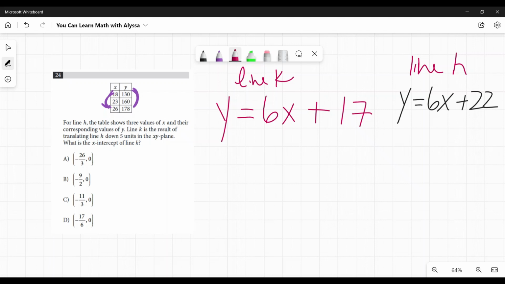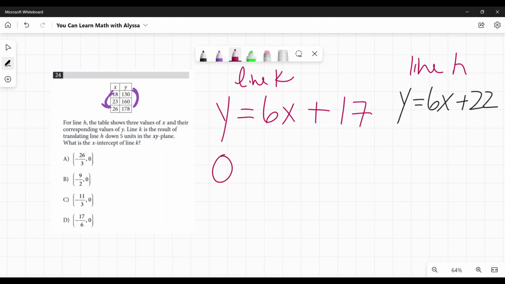What is the x-intercept of line K? X-intercept, be very careful of that, because y-intercept is what we find all the time. So we go like, oh, the y-intercept, okay. X-intercept is where y is 0. So I need to plug 0 in for y and then solve for x.